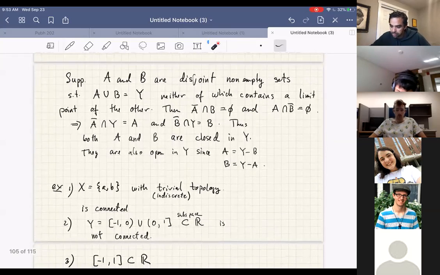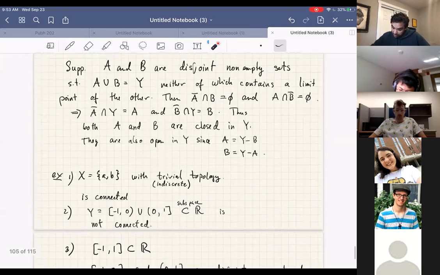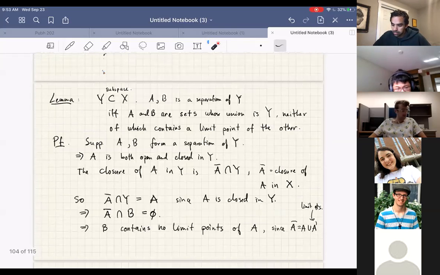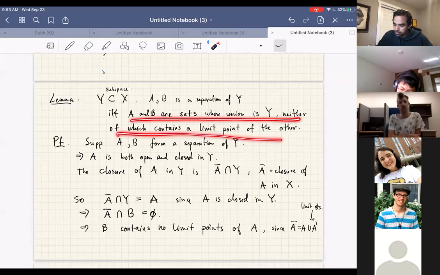Okay, so we will use this fact. I have a question. Yep, question. The statement of the lemma claims that you have a separation of Y, but I thought that in a separation, A and B had to be open. That's what the definition of separation is. I'm just showing that this implies that A and B are open in Y in particular.